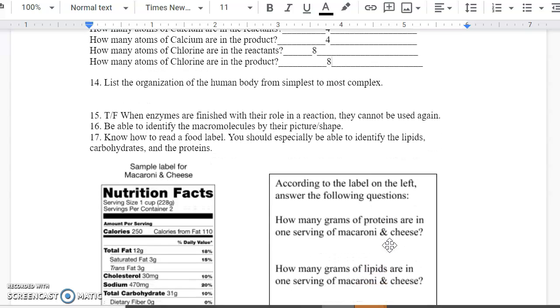Organization in the body from simplest to most complex. The smallest thing that has the characteristics of being alive is the cell. A group of cells work together to make tissue. A group of tissues working together for a similar function make an organ. A group of organs working together for a function would be an organ system. And then our organ systems together make up our multi-system organism.